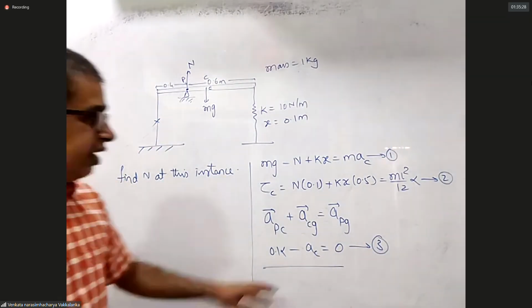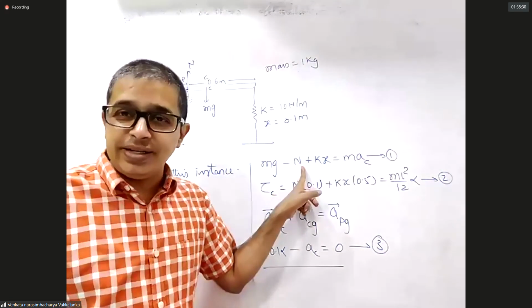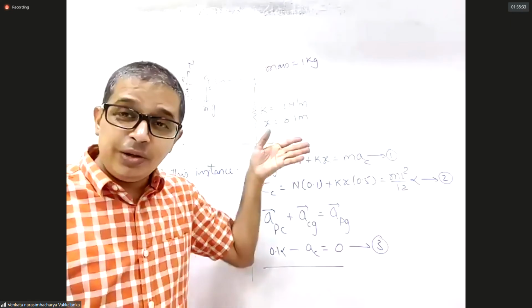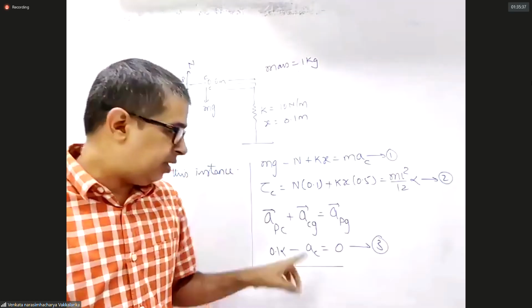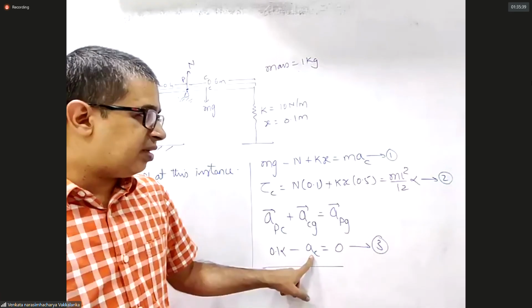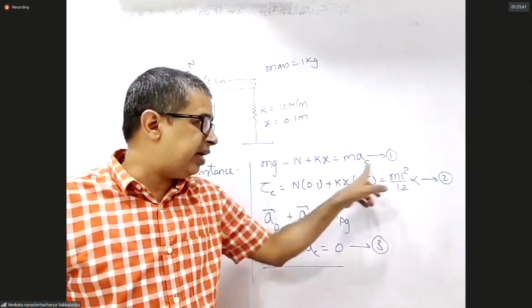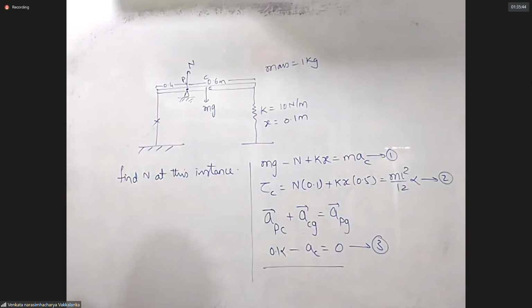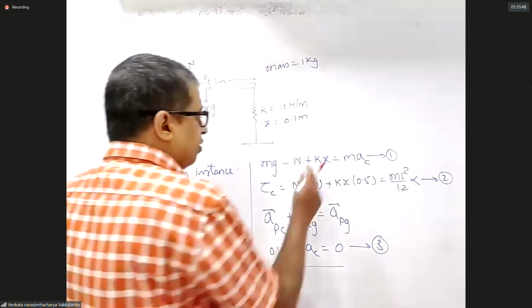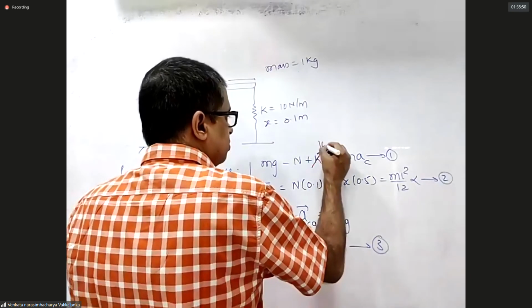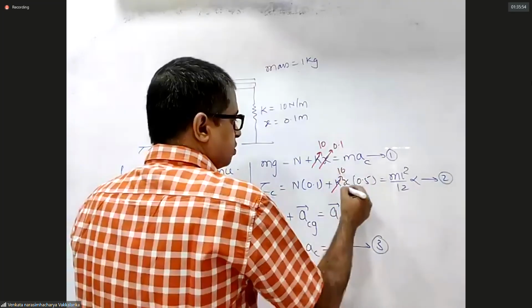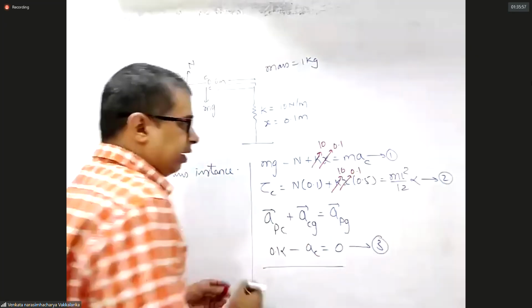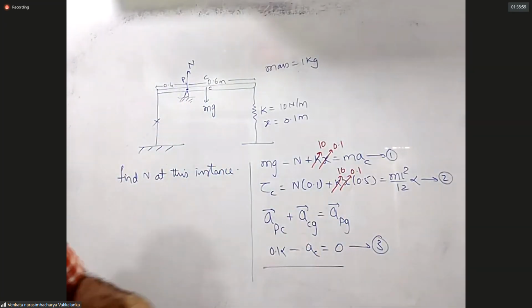All you need to calculate here is N. Don't eliminate N. Generally, we eliminate N, but here you need to calculate N. So eliminate alpha and AC. Right? You have three equations and three variables. Kx, x is not a variable. Remember that this is 10, this is 0.1. Mass of the rod is given as 1.